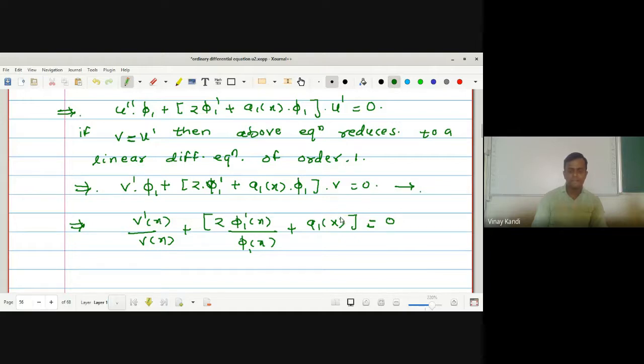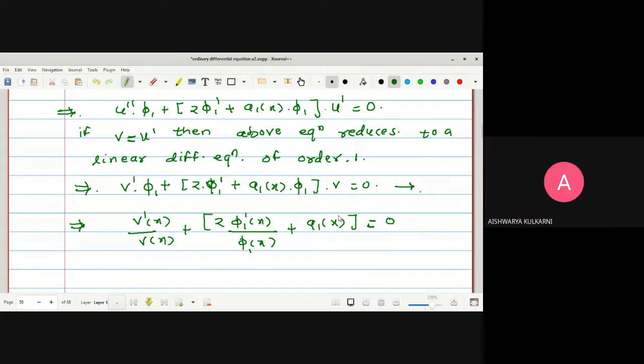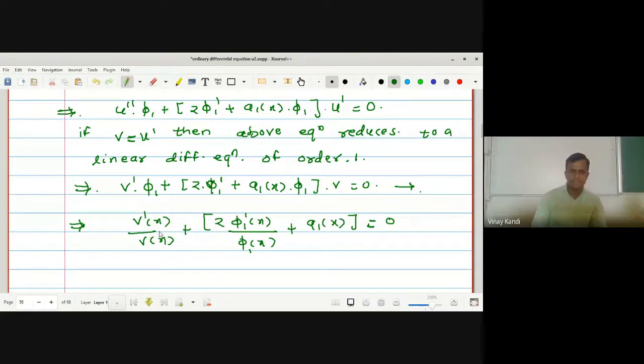Should I show it by doing it? No, sir. No need, right? Okay, no need to show it? No, sir. Yes, just rearrange the terms, which implies v dash of x upon v of x, okay, plus 2 into phi 1 dash of x upon phi 1 of x, which is equal to minus a1 of x.